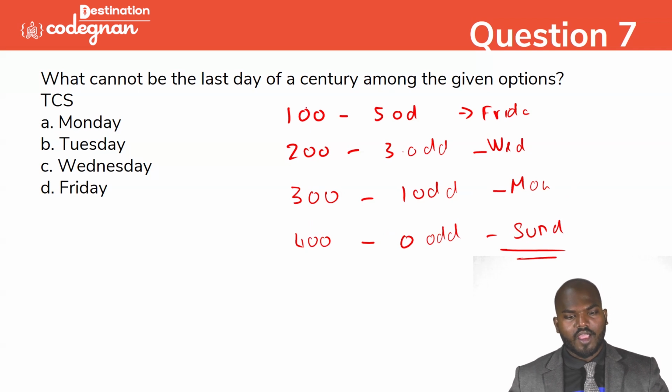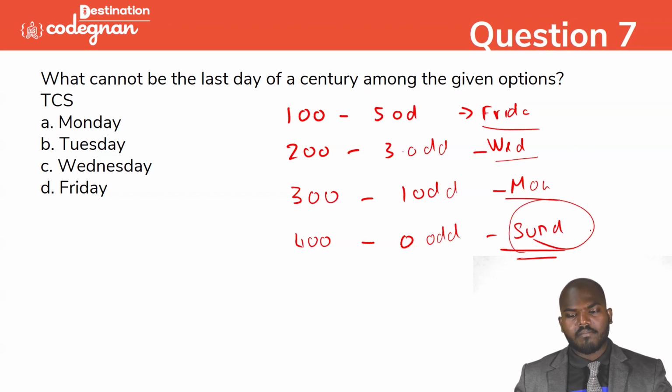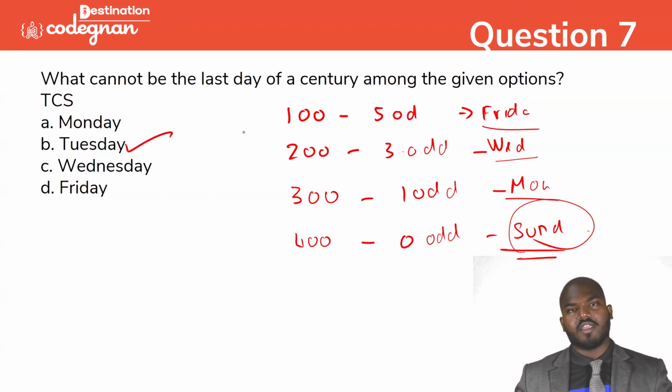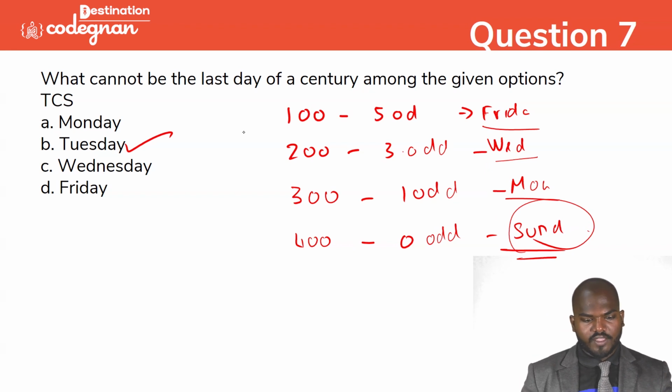You see this one: 100 years is 5 odd days, Friday, okay. 200 years will end on Wednesday, 300 years will end on Monday, 400 years will end on Sunday. So you need to understand that it will never end on Tuesday. So the exact answer is Tuesday. Got it, guys? This is how you will work out the answer here.